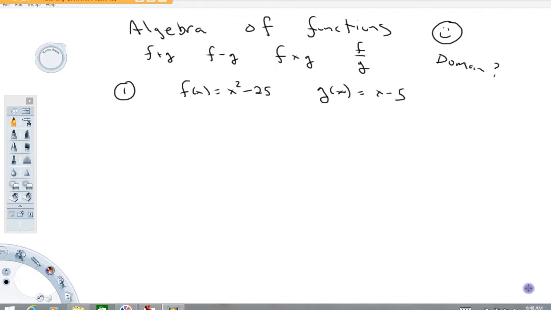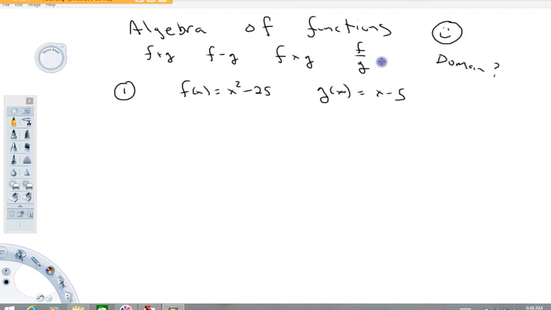The topic of this video here is the algebra of functions. It's a very exciting topic. So what we're going to do is walk through several examples, starting with this one, where f of x is equal to x squared minus 25 and g of x is equal to x minus 5. We're going to walk through how to find the sum of two functions, the difference of two functions, the product of two functions, the quotient of two functions. And during these examples, we will also talk about how to find the domain of all of these things.